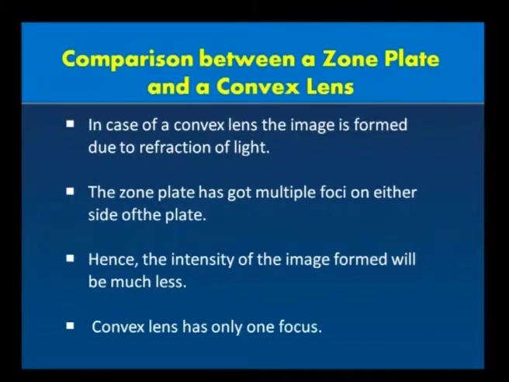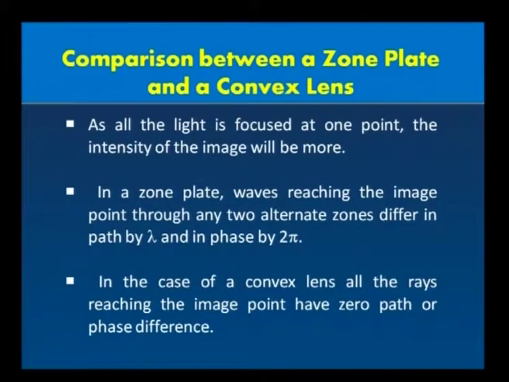The zone plate has got multiple foci on either side of the plate. Hence, the intensity of the image formed will be much less. A convex lens has only one focus. As all the light is focused at one point, the intensity of the image will be more.